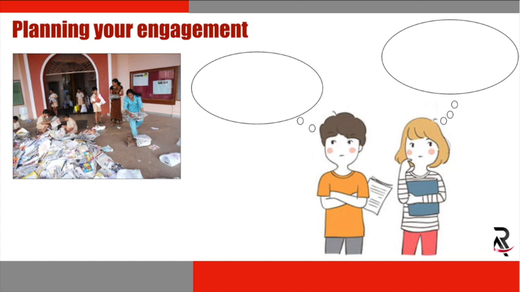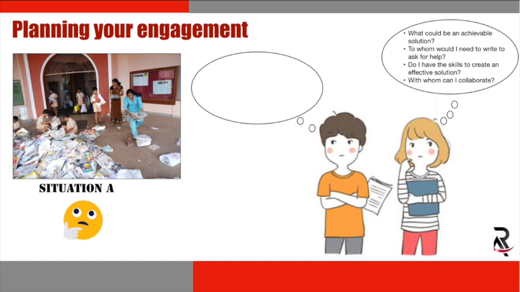So, if you want to find a solution for the paper waste problem, or if you want to join an initiative that is trying to solve this issue, you can start to plan your engagement by asking yourself these questions. What could be an achievable solution? To whom would I need to write to ask for help? Do I have the skills to create an effective solution? With whom can I collaborate?